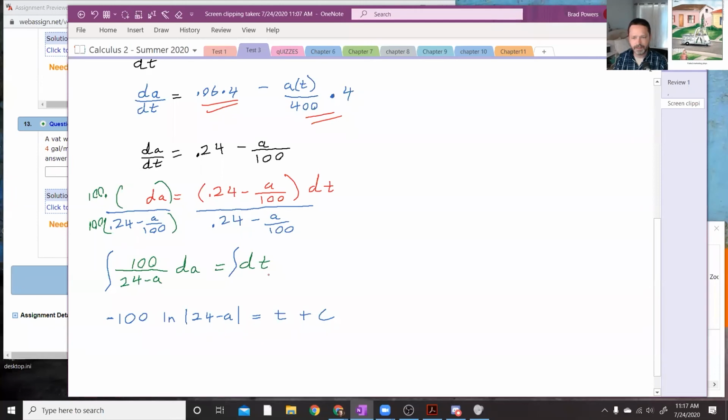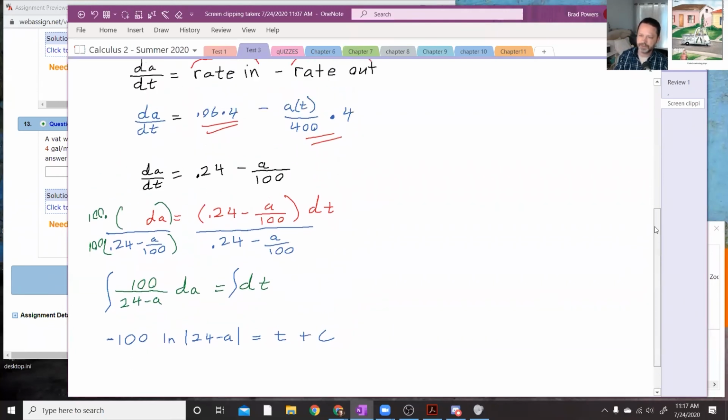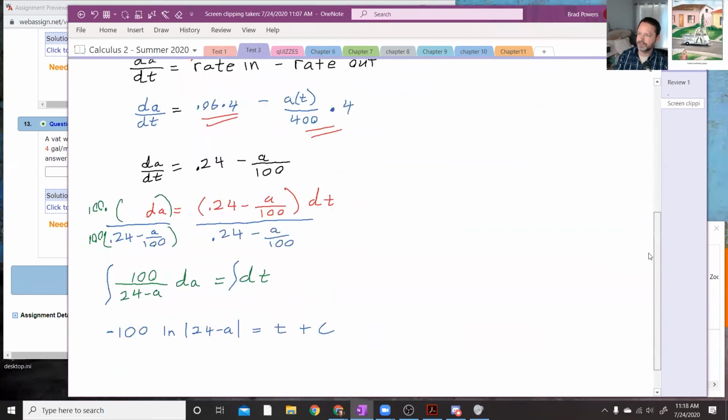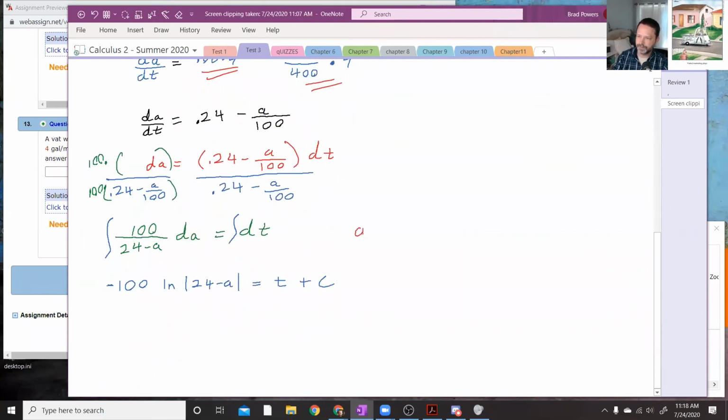So moving on, let's see here. We could say, hey, there's our function. We could do our substitution now. So let's do it right now. We had A of 0 equals 16. So remember that. We had A of 0 equals 16. So now we can go ahead and plug those in. We have negative 100 natural log of 24 minus what?